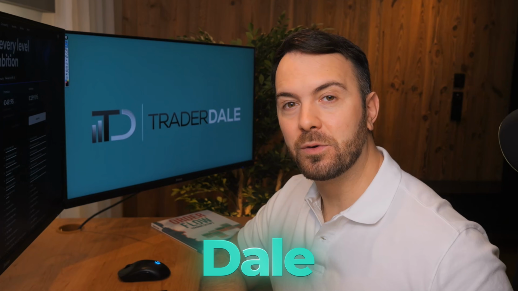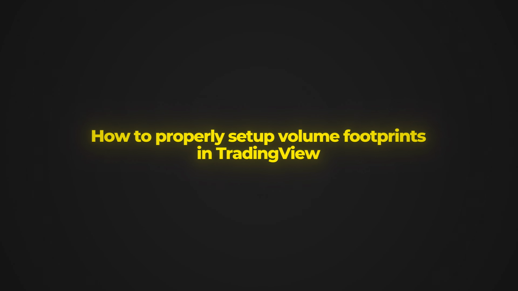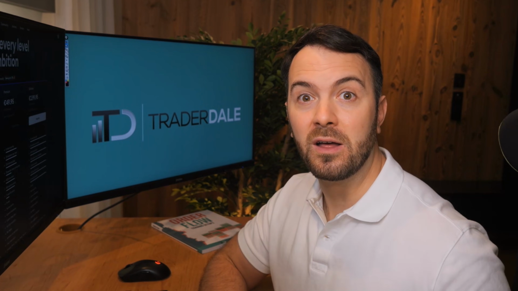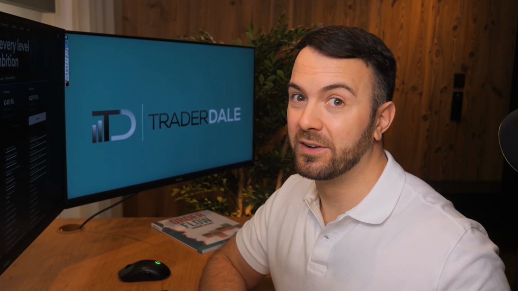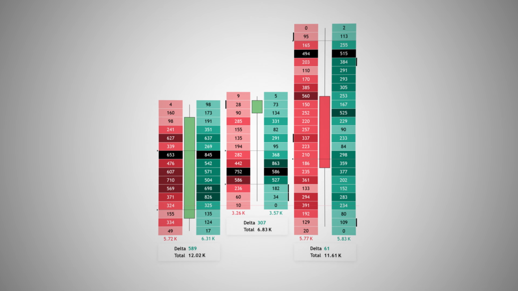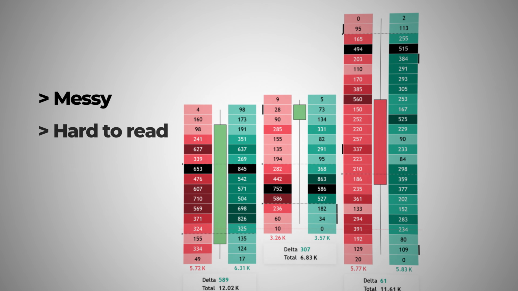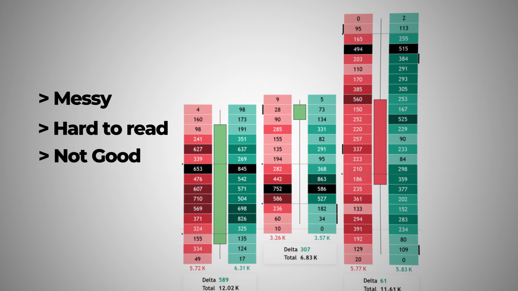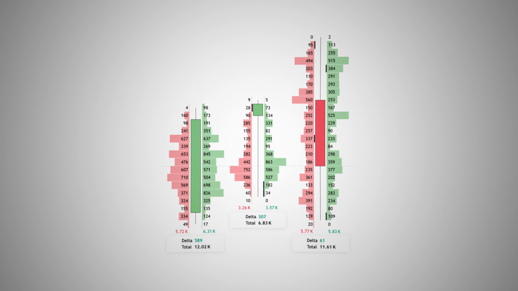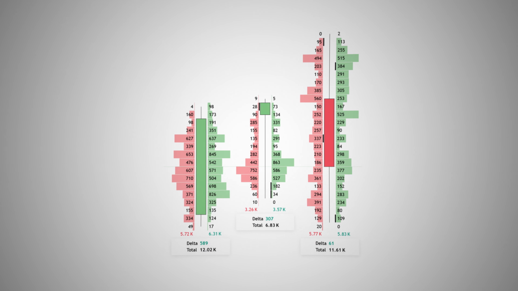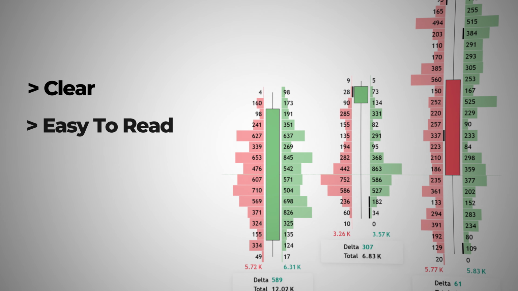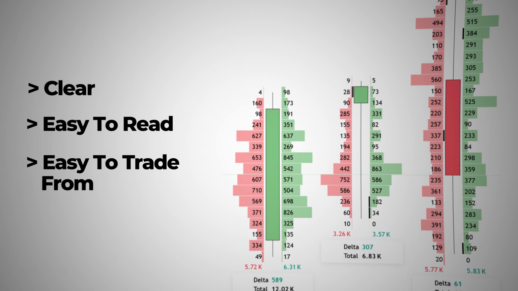In this video I want to show you how to properly set up volume footprints in TradingView, so you don't have to use the terrible default layout that looks like this. It is messy, hard to read and not good if you want to trade footprints seriously. Instead, I'll show you a clean, professional setup that looks like this, where the key information is clear, easy to read and easy to trade from.